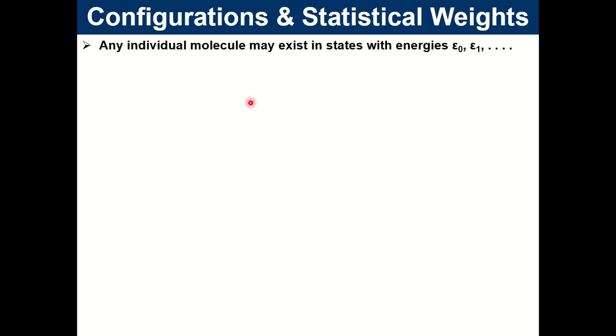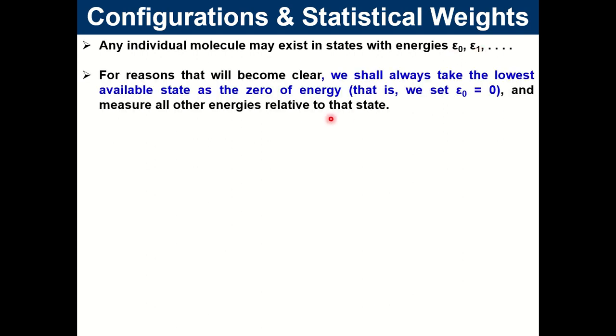Let us assume that we have different energy states, epsilon 0, epsilon 1 and so on. I would like to make it clear here that we shall always take the lowest available state. The lowest energy state will be taken as 0, that is, epsilon naught will be equal to 0.